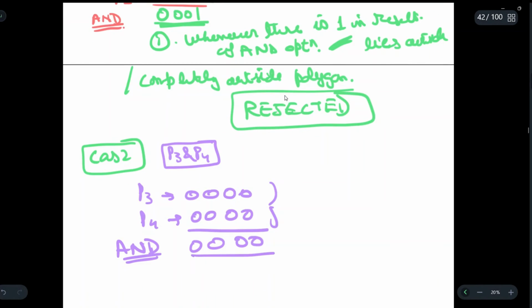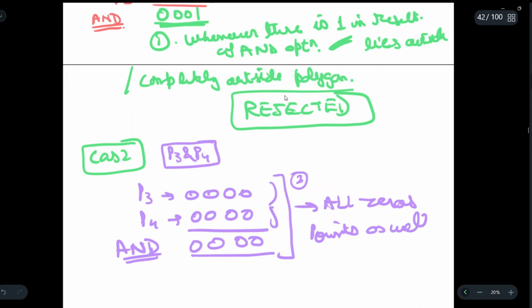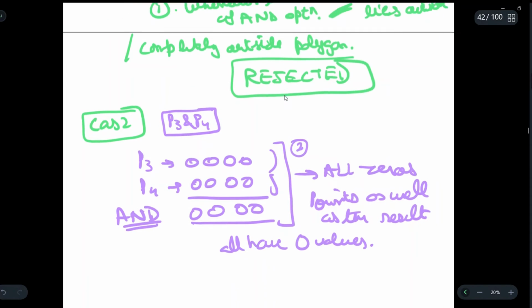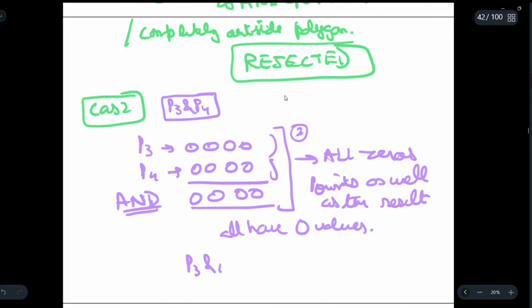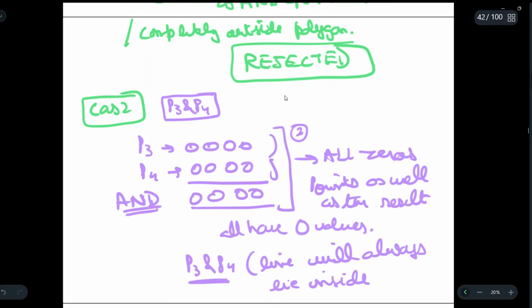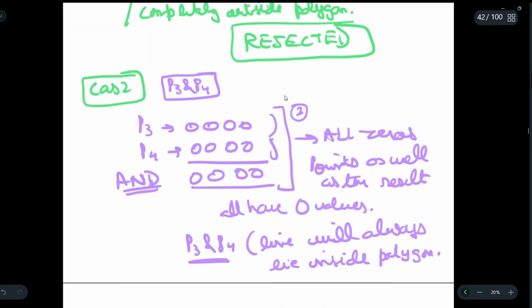So now let us come to our property 2. Whenever we have all zeros, not only in the resultant but in the points as well, that is, the points as well as the result all have 0 values, then it means that the P3 and P4 line segment will always lie inside the polygon. That is, it will lie completely inside the polygon.